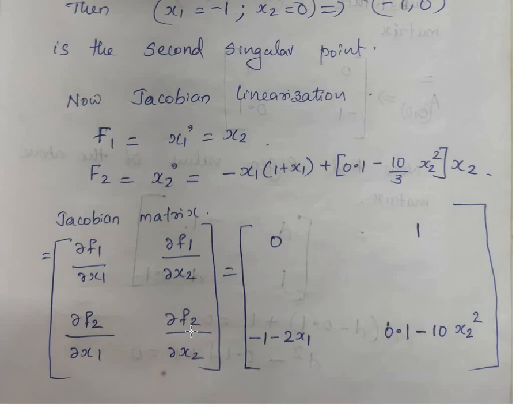Then the next element is dou f2 by dou x2. That means, find the derivative of the second function, that is this equation, with respect to x2 alone. That means, this element will be 0.1 minus 10 x2 square. So, this is your Jacobian matrix.